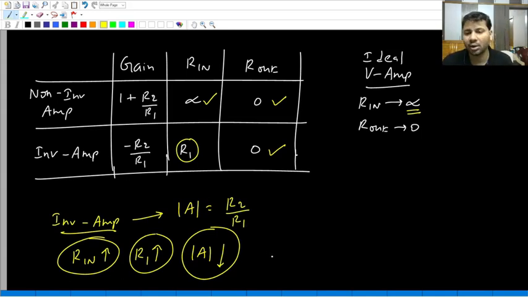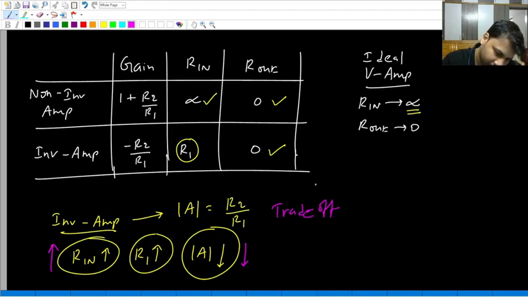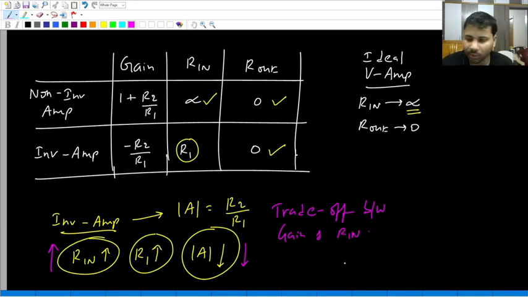But for a good voltage amplifier, even gain should be as large as possible. So for the inverting amplifier, if you make an attempt to increase the input resistance, then your gain will decrease. So look at this. Input resistance, if you try to increase it, your gain will decrease. This is what we call the trade-off between gain and input resistance. So in case of the inverting amplifier, you have a trade-off between gain and input resistance.